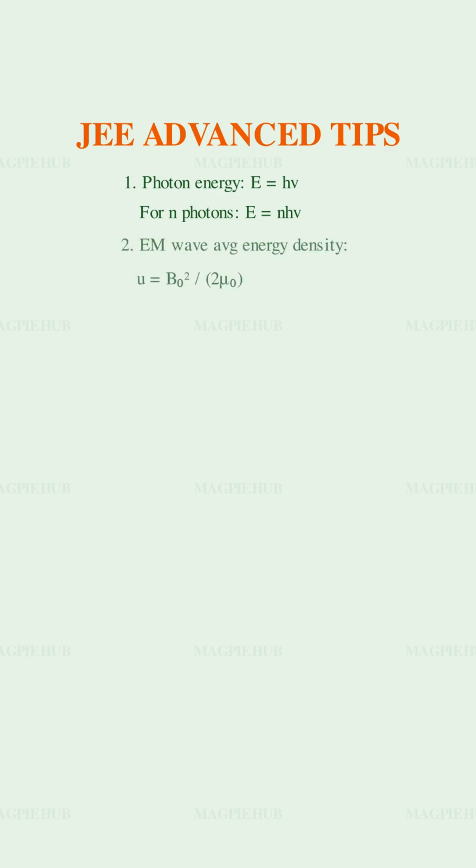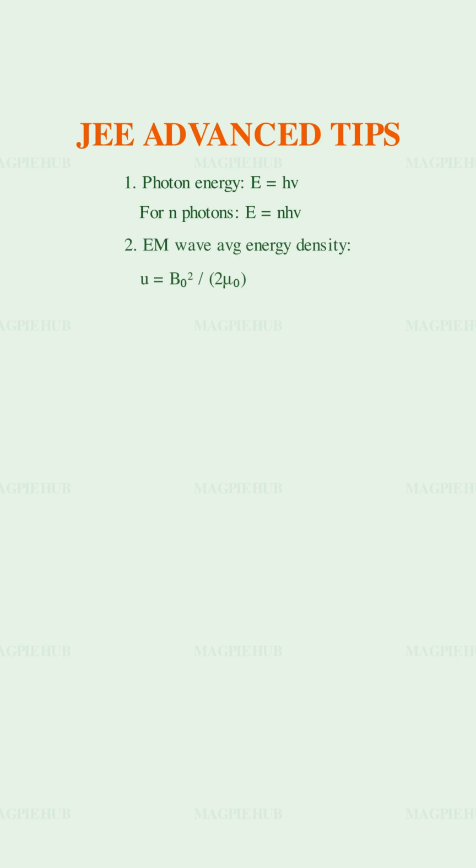Here are some important tips for JEE Advanced. Tip 1. Remember the photon energy formula E equals h nu. For n photons, total energy is n h nu. Tip 2. The average energy density of an electromagnetic wave relates to the magnetic field amplitude as U equals B naught squared over 2 mu naught.